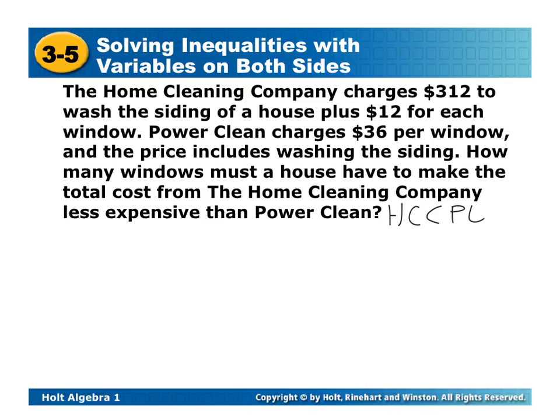So now let's look at what home cleaning charges. They charge $3.12 to wash the siding, plus $12 per window. We want that to be less expensive than the power clean, which is just paying $36 per window. So now we can go ahead and solve this. So we're going to go ahead and subtract 12w from both sides.